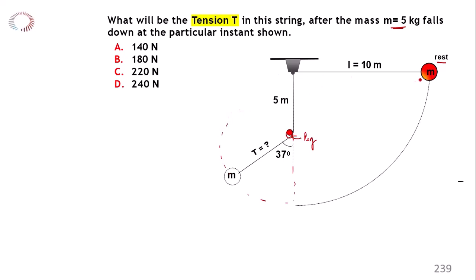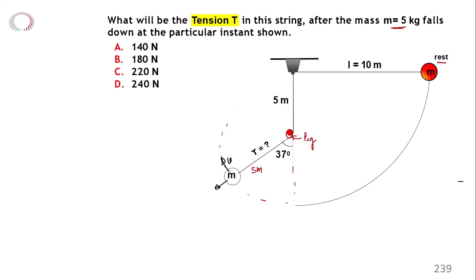The total length of the string is 10 meter. So peg is at a distance of 5 meter below this fixed point. So from this point, a circle of 5 meter radius will take place. Now you are asked to calculate when the particle is making a 37 degree with the vertical, what is the tension inside the string. Let us say at this point the particle is moving with a velocity of v.